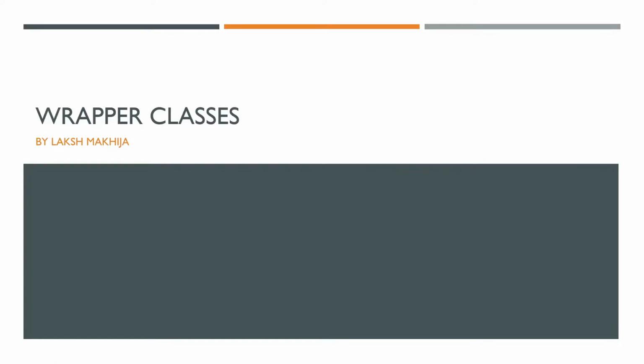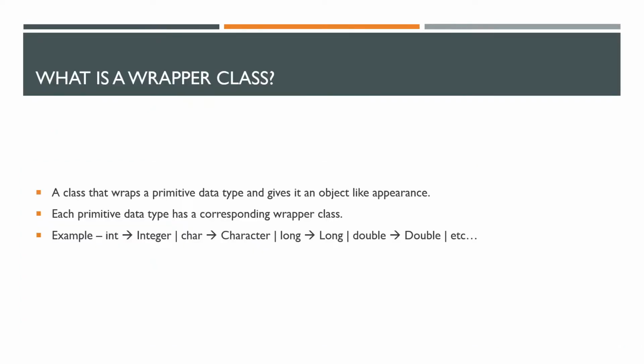In this video, we're going to be going over the concept of wrapper classes. So what exactly is a wrapper class, you may be asking yourself? A wrapper class is nothing but a class that wraps a primitive data type and gives it an object-like appearance. Each primitive data type has a corresponding wrapper class. For example, int with a small i has a corresponding wrapper class of capital I Integer, or char has a corresponding wrapper class of Character, etc.